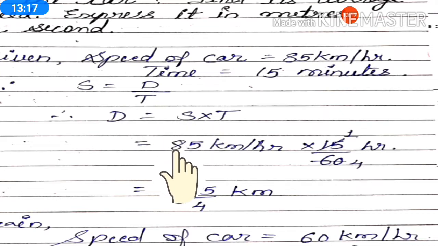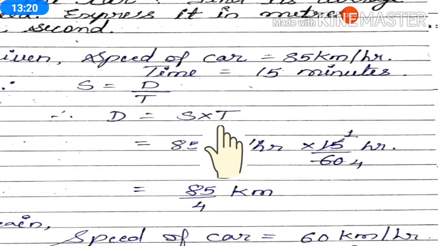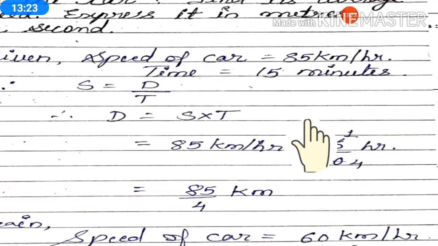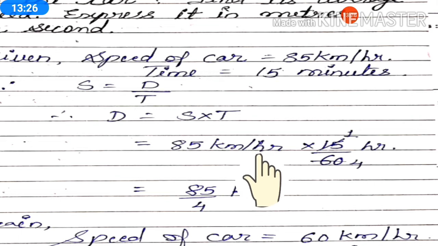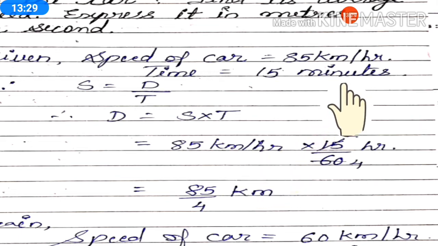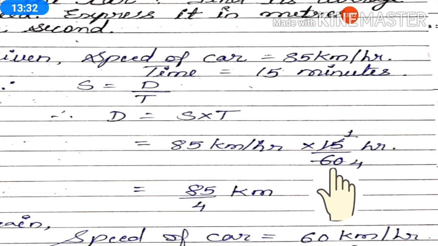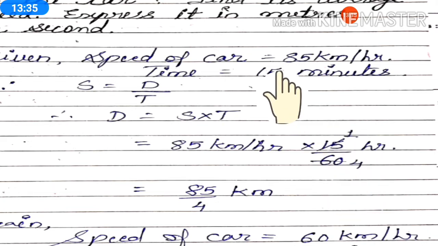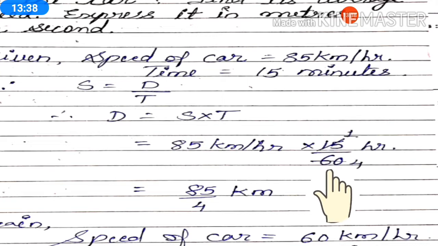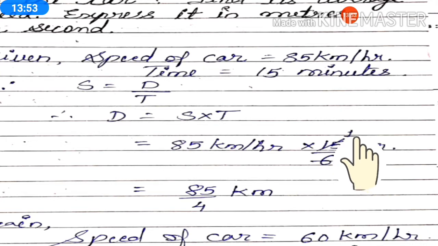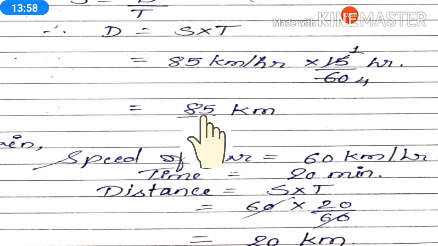So speed is how much? 85 km per hour into time, how much is given? 15 minutes. But here speed is in kilometer per hour, so we will convert minutes into hours. We can divide by 60 to convert into hours. As we know, 1 hour equals 60 minutes, so we divide by 60. 15 by 60: 15 ones are 15 and 15 fours are 60. So 85 into 1 is 85, and at the denominator what is left? 4. Means we have to divide 85 by 4.